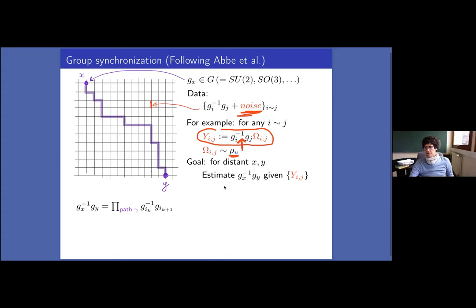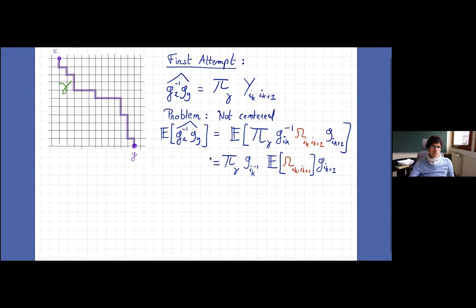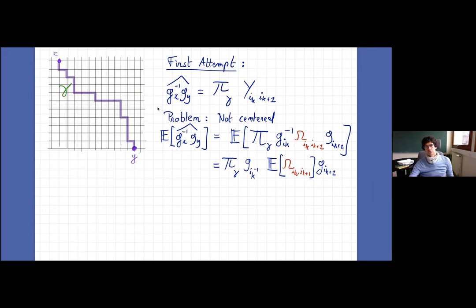Okay, so given this corrupted data, where on each edge I multiply by a matrix which reshuffles things a little bit, I want to recover this. I will do it in several steps. I will do it in three attempts. The third attempt will work. The first two will not work.